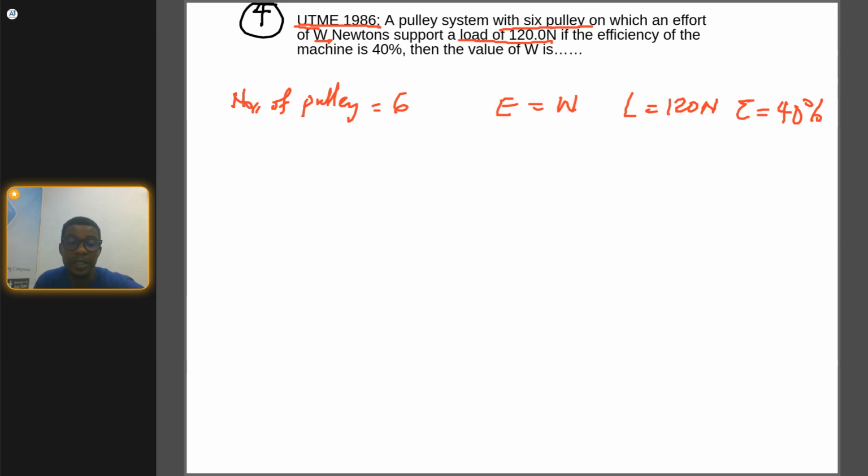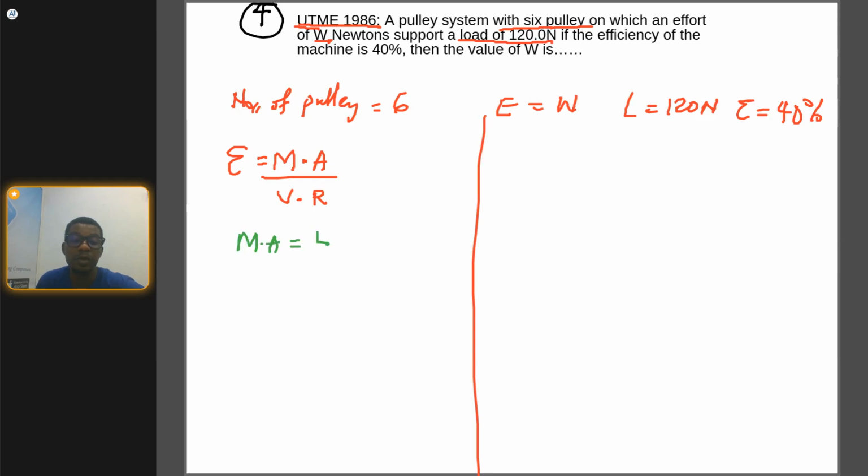How do we get that? We still make use of the formula for efficiency, which is efficiency equals mechanical advantage over velocity ratio, where the mechanical advantage equals the load over effort, and the load is given as 120, and the effort is given as W. And the velocity ratio in a pulley system is the number of pulleys.